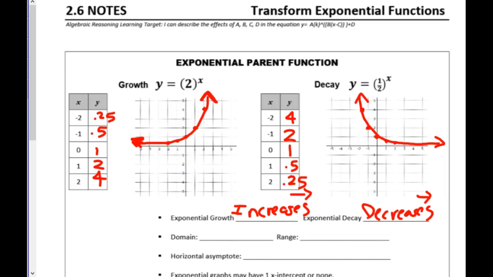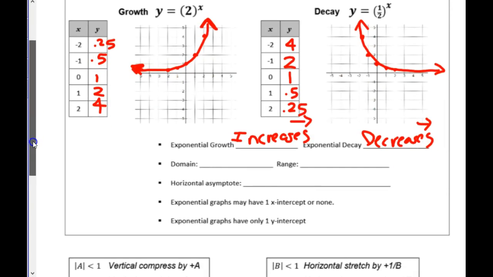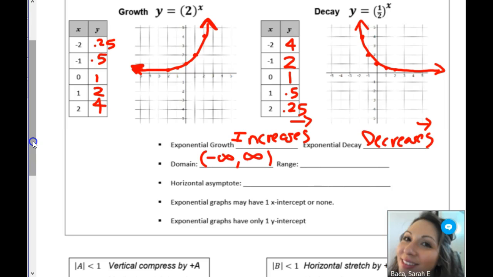So since it goes forever to the left and forever to the right, we're going to put negative infinity to positive infinity for our domain. So go ahead and write that with parentheses. Negative infinity to positive infinity.